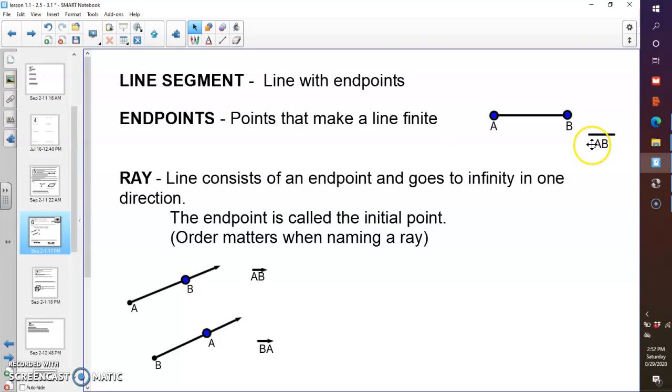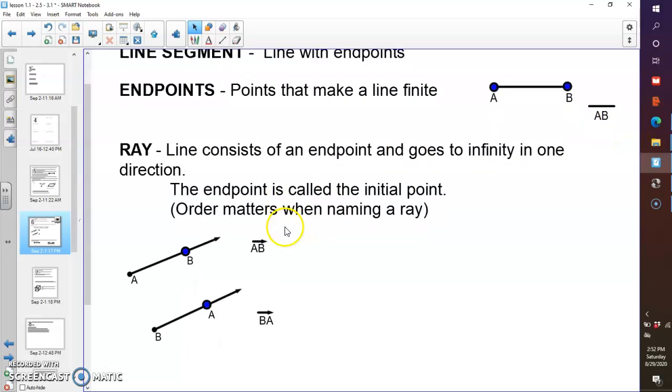Line segment. If you notice, same as a line, AB, you could have named it BA as well. But there's no arrows, and that's very important in terms of our labeling. Okay, there are no arrows for a line segment. We just put the line above it.